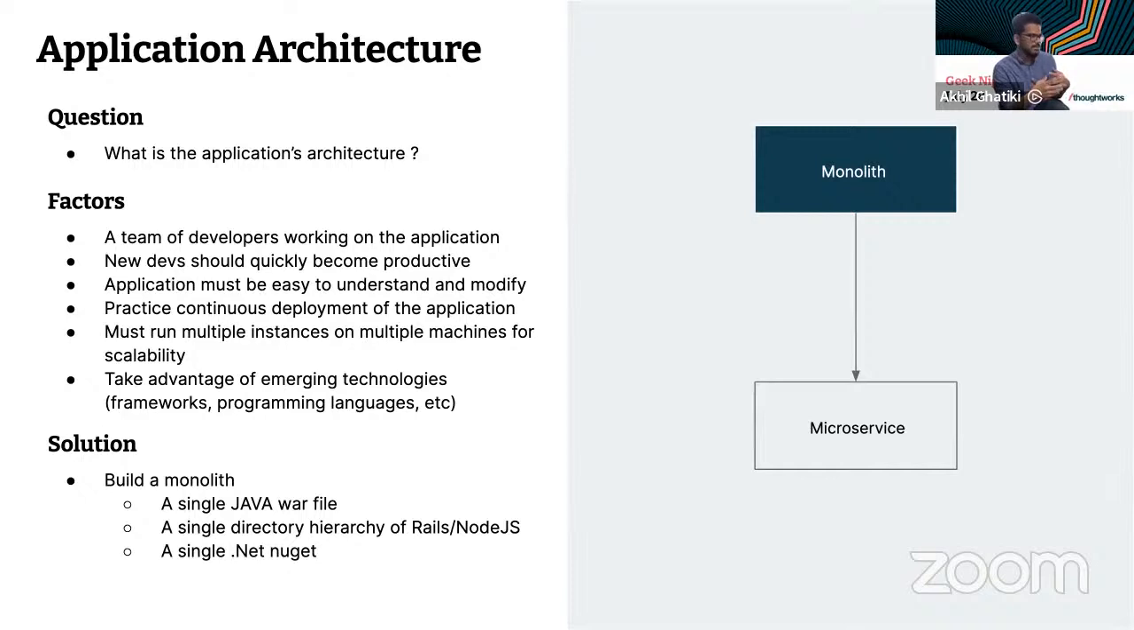They're not developing. So it's going to be a team of developers who are going to work on this application. So consider the new people who are going to get onboarded onto the team. Your application must be easy to understand and easy to modify. You should be able to have continuous deployments of your application. And for the scalability aspects, you should be able to run multiple instances of your application. As the traffic and the load increase on your application, it should scale up accordingly.